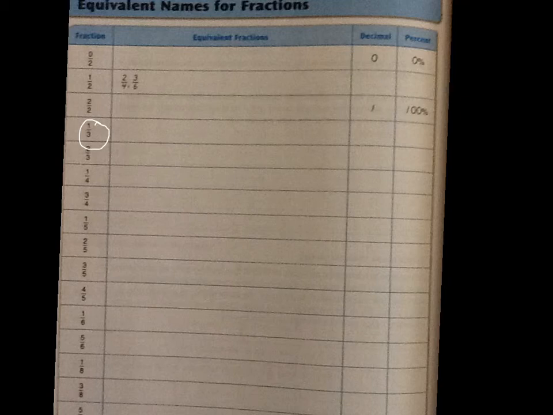You could have come up with lots of different names for 1/3, but some that you might have come up with are 2/6, 3/9, 4/12, 5/15, 6/18, 7/21.